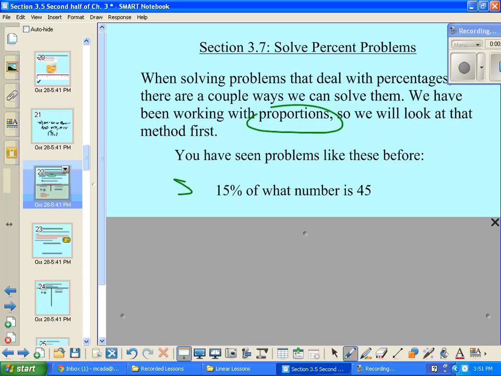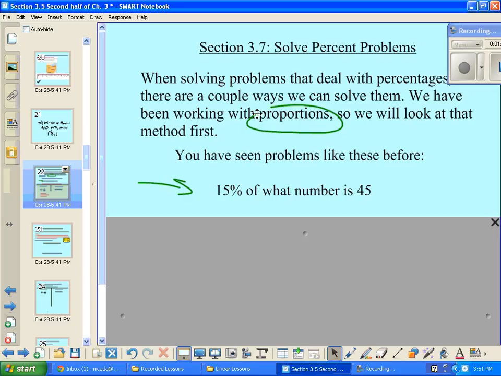As it says here, you may have seen problems like this before, probably in 6th or 7th grade. For example, it could say something like this: 15% of what number is 45. So we're trying to find out 15% of some number, whatever that number is. 15% of it gives us 45 for the answer. So we're trying to find out what that bigger number is going to be.